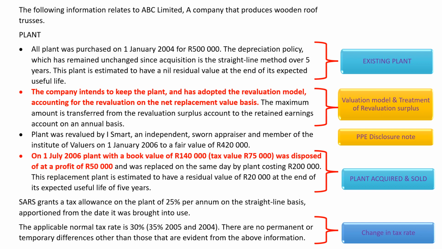On 1 July 06, plant with a book value of 140,000 and a tax value of 75,000 was disposed of at a profit of 50,000.